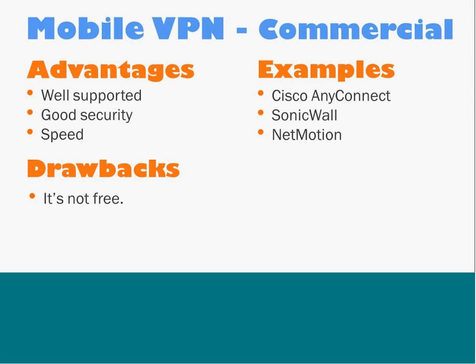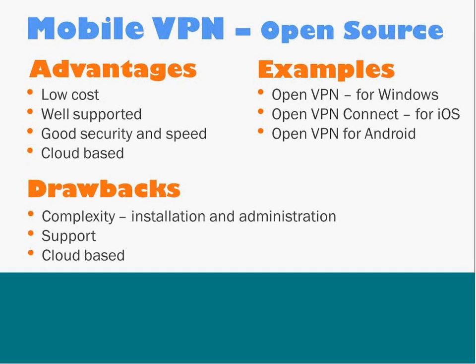So mobile VPN, what we're going to focus on here, because we're into the new mobile, Androids, iPhones, iOS, and two different VPNs. Commercial, which a lot of examples we've heard of, the ones that come to the top: Cisco AnyConnect, SonicWall, NetMotion. This is one option you have for a mobile VPN. As you take your mobile devices out and want to secure them with mobile VPN, we can go commercial. Well supported, good security, good speed, but it's a pay option, so it's something we've got to pay for.